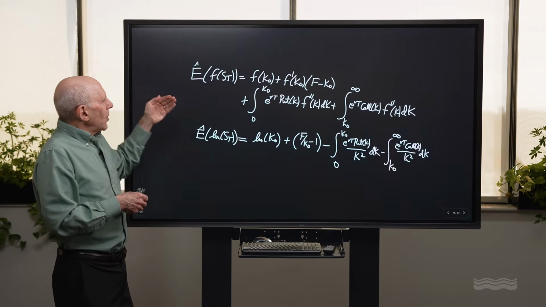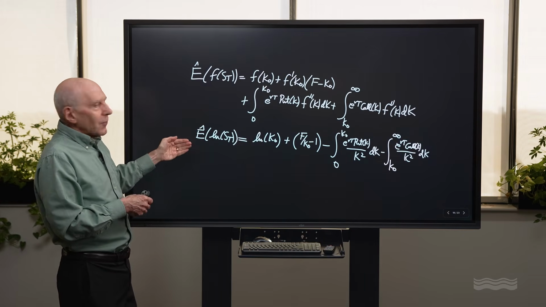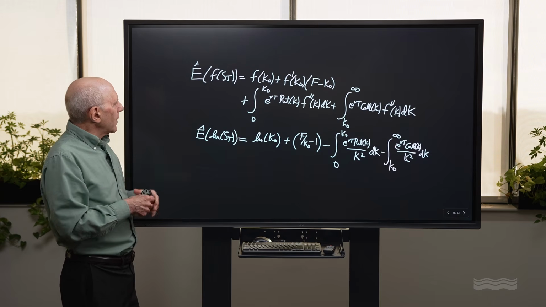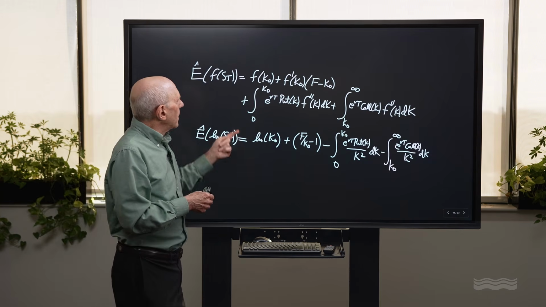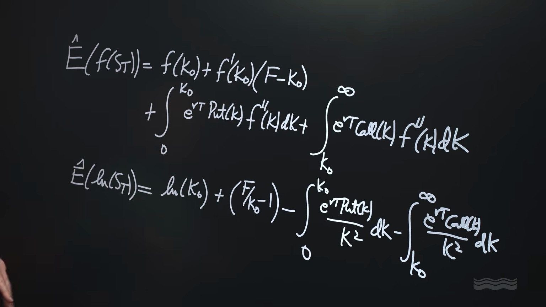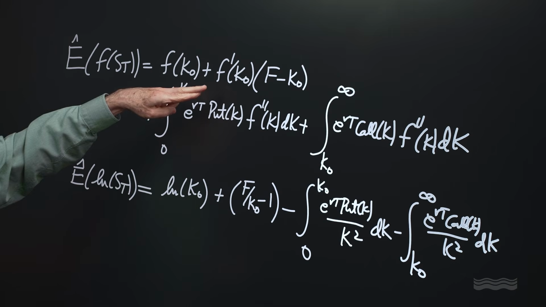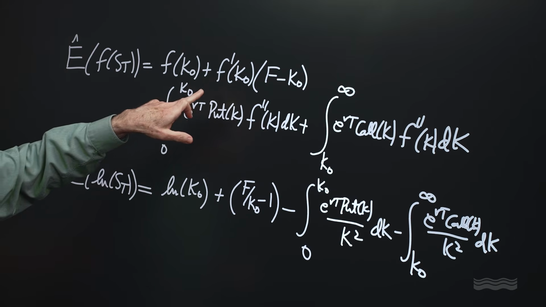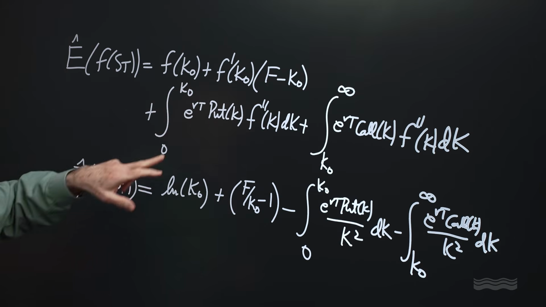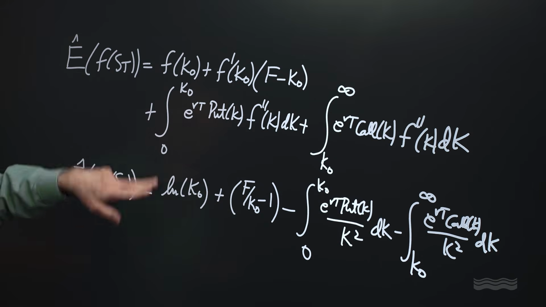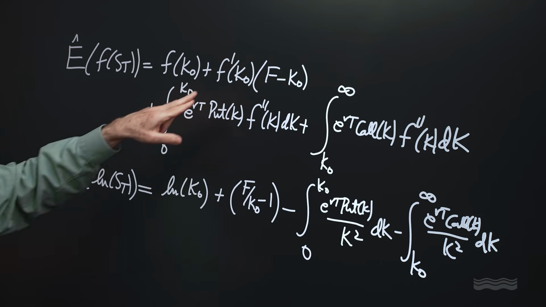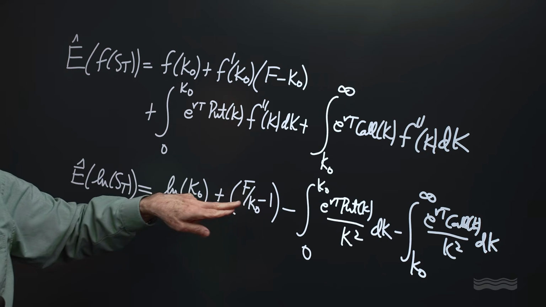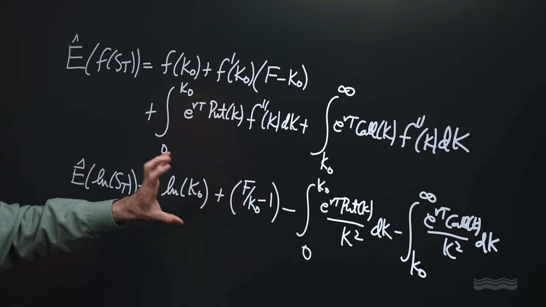So now, finally, we apply that to the log of ST, and we can achieve the Lewis-Scott vision. E hat of log of ST, well, we have to put in the derivatives of the log function. Well, the derivative of the log function is 1 over, so we're going to get 1 over k naught. So the first term is just the log of k naught because the function is log. This is 1 over k naught. I'm going to write that whole thing as F over k naught minus 1 for a particular reason. It'll be good to think of it this way.